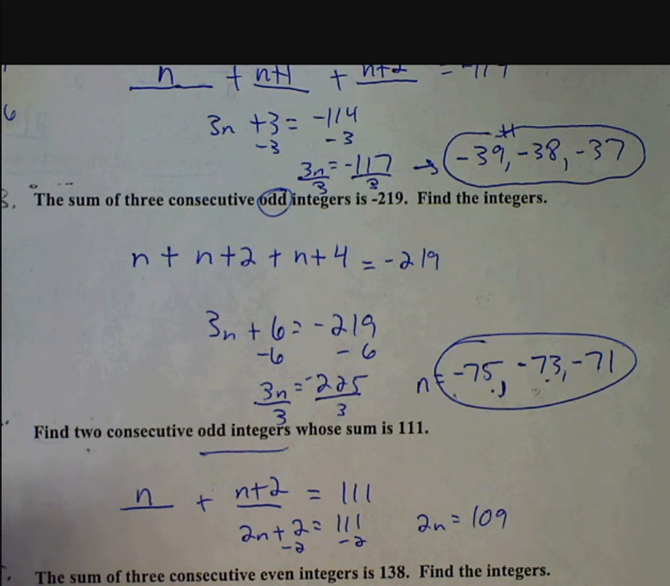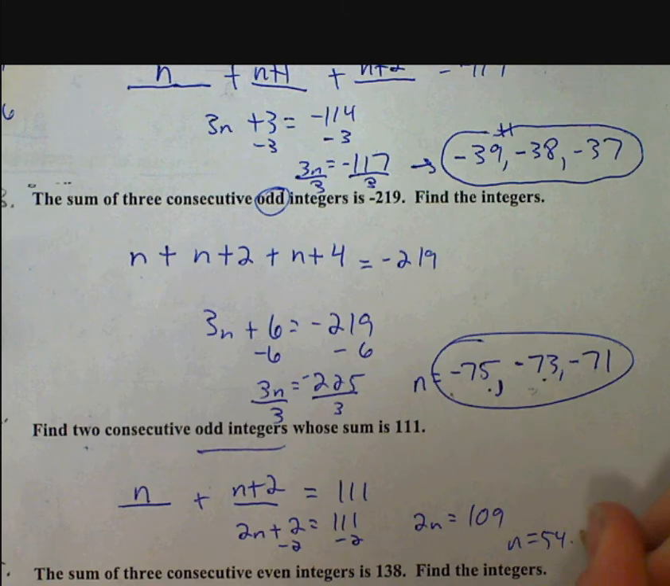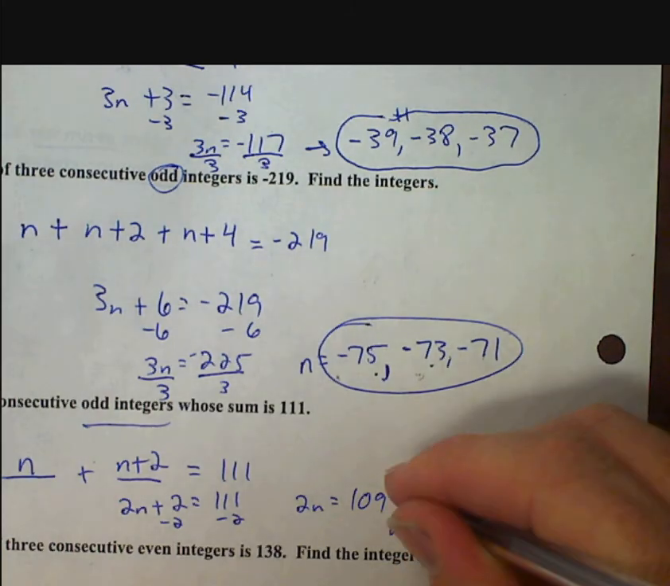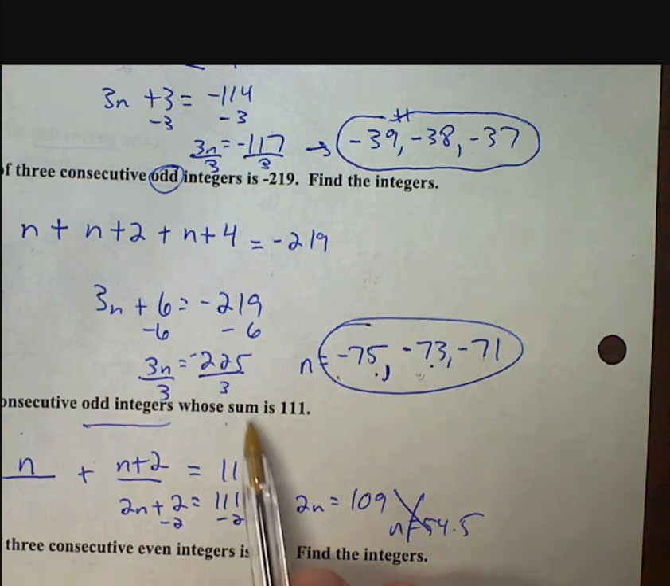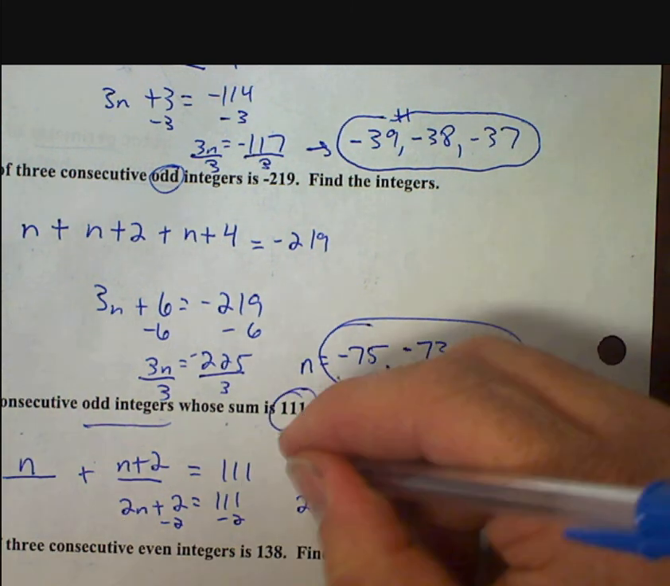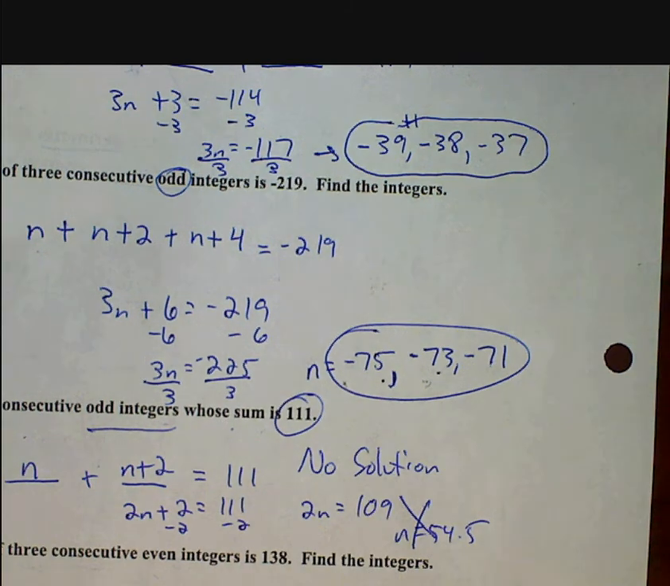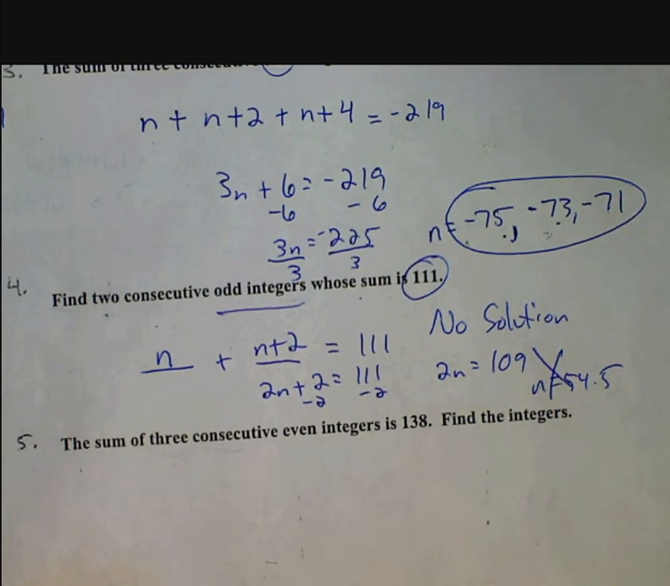If I take 109 divided by 2, I get 54.5. This is not an integer. Therefore, there are not two consecutive odd integers that can add up to 111. This is actually no solution. It's impossible to have two odd integers that are right by each other in counting order add up to 111. Let's go ahead and see about the sum of three consecutive even integers.